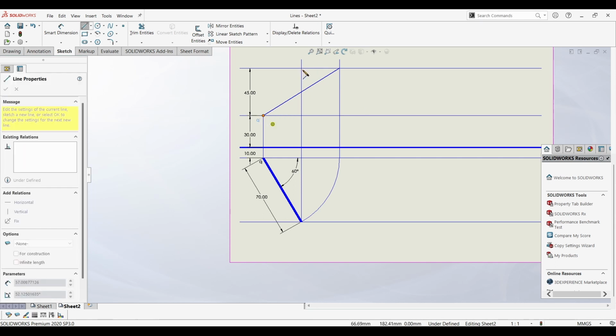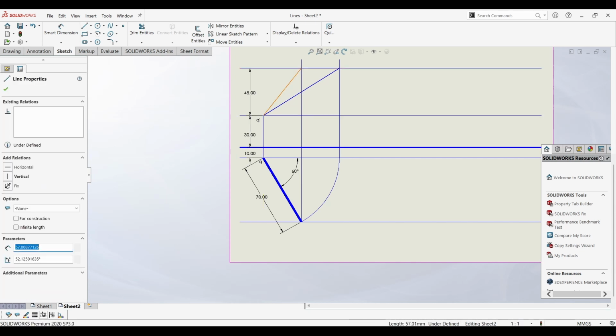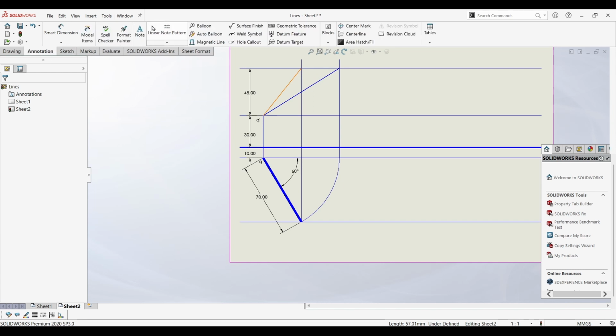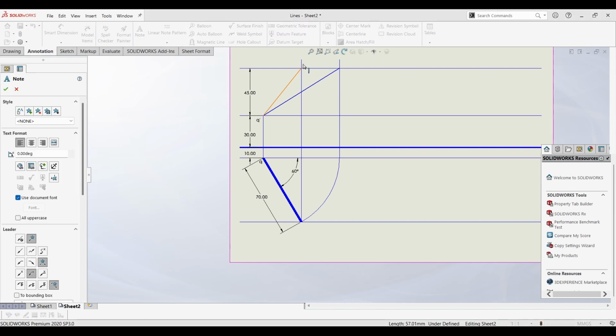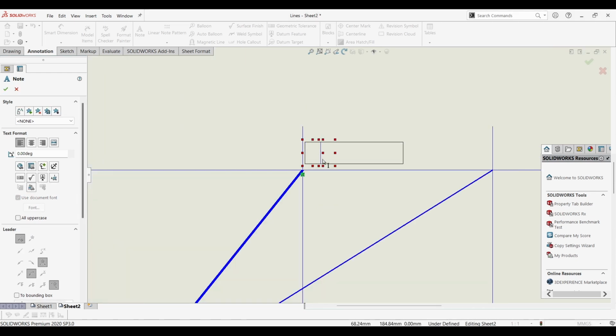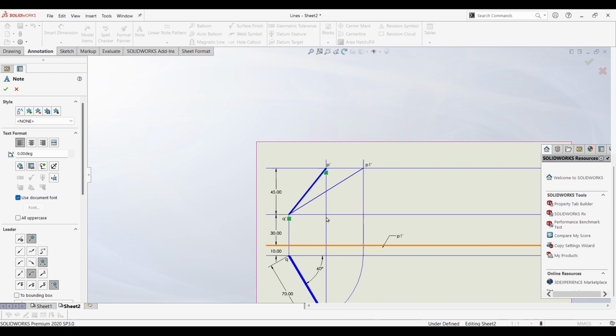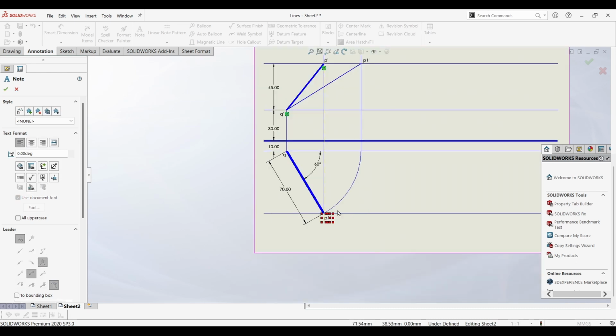From here to here, we just join the line, and this line should have a thickness of 2 mm. So we are almost done with this question. Let us label this point. This point is P dash. This point is P1 dash. And then we have this point, which is P.